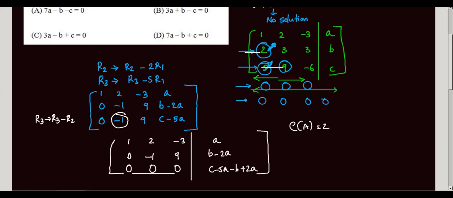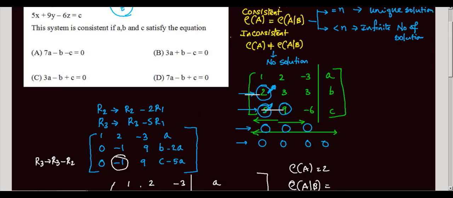So the remaining rows which are not zero are the 1 2 row and the 0 row. That is the rank of the matrix. The complete rank of the augmented matrix we cannot say, it depends upon what they ask us to calculate. Now they have said the system is consistent. So that means rank of matrix A equals rank of the augmented matrix. So this should be equal.